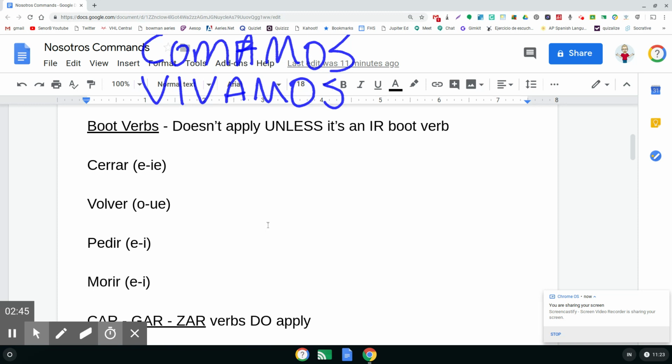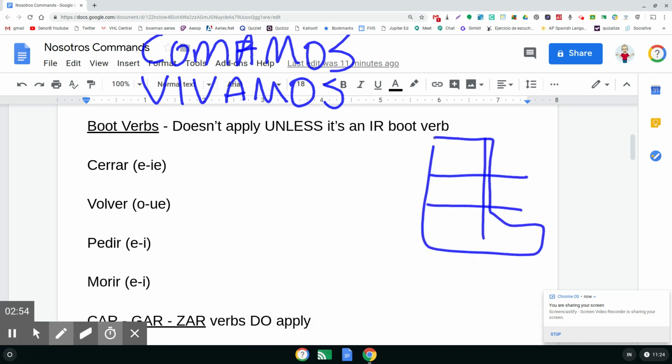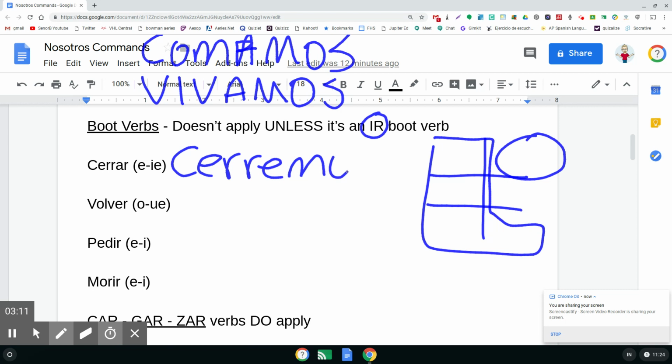Boot verbs do not apply unless it is an IR boot verb. Remember, if you keep in mind boot verbs, I've got my verb here, I draw my chart around it, here's nosotros. Normally you wouldn't have to worry about it, but we'll talk about when you do have to worry about it. So cerrar is a boot verb, but it's not an IR boot verb, so we don't have to worry about that change. I'm just going to do just like I did hablar, and I'll go to cerremos like that with its opposite type ending. Volver is a boot verb, but again, it's not an IR boot verb, so I don't have to worry about it. It's just going to go to volvamos, like that.